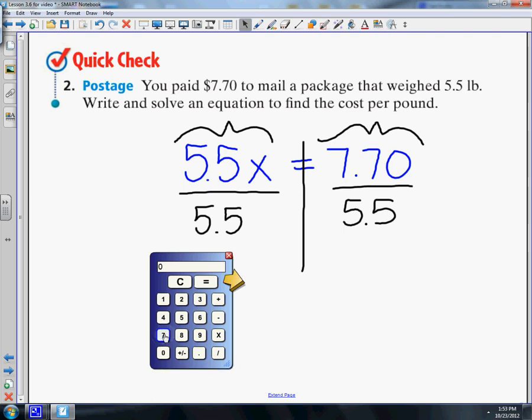So I have 7.7 divided by 5.5. They're going to charge me $1.40 per pound to mail my package.